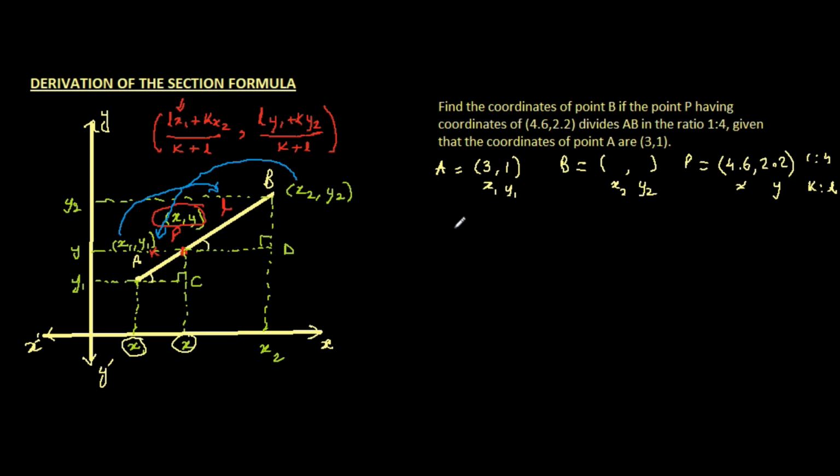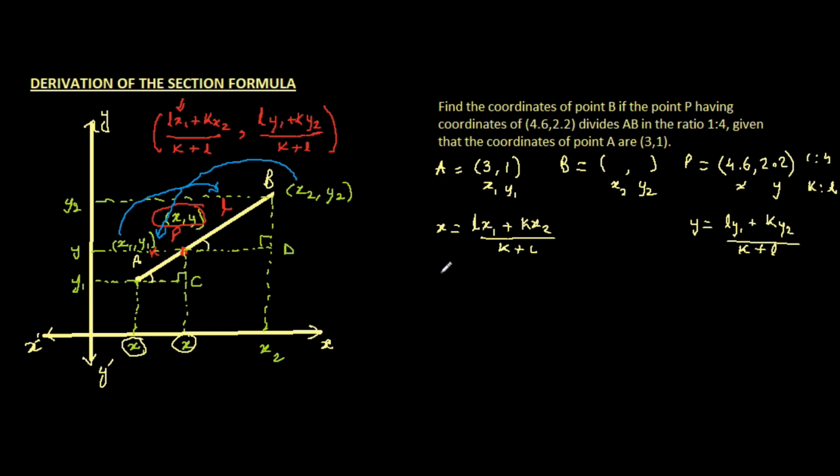Okay, let us start with the formula first. So we know that x is equal to Lx1 plus kx2 over k plus L, and y is equal to Ly1 plus ky2 over k plus L. Okay, so all we have to do is substitute these values.